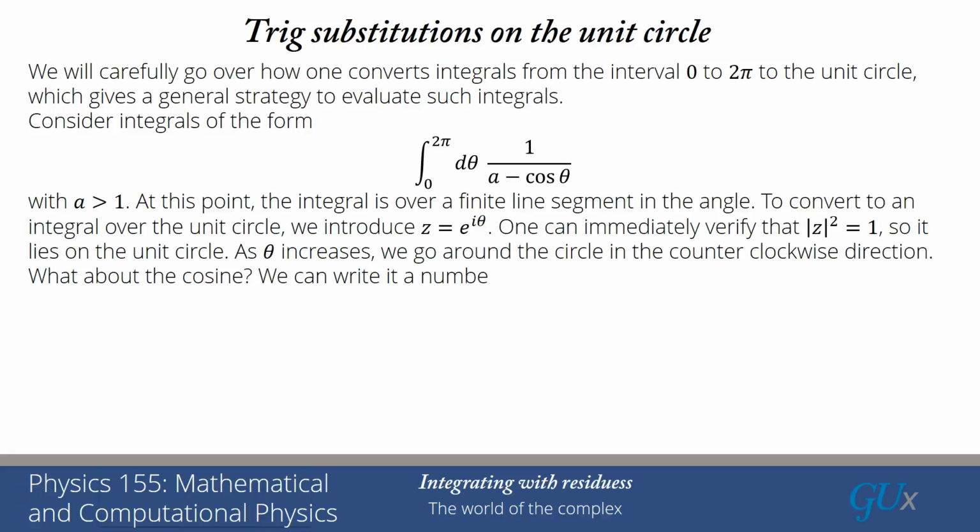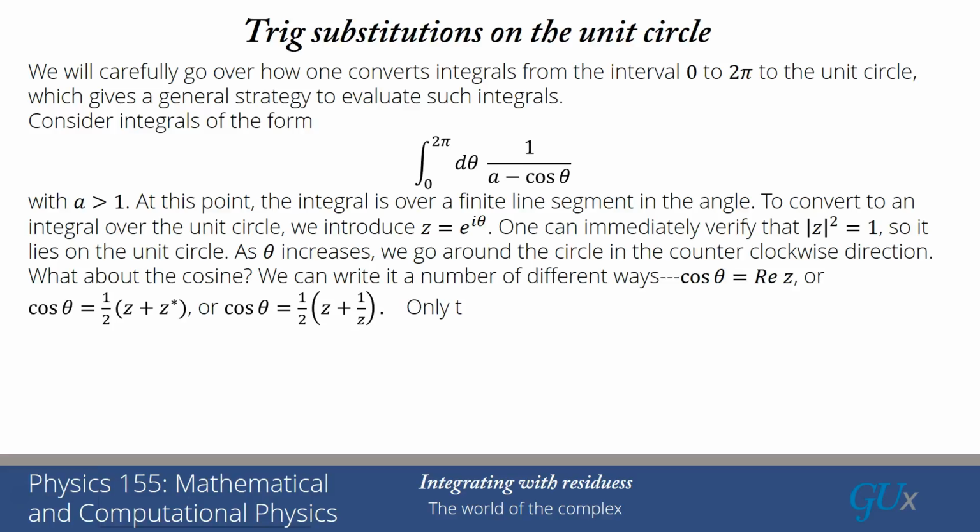Now, what about the cosine? I need to write it as an analytic function. Well, there's a number of different ways I can write the cosine. It's the real part of z, or it is 1/2 z plus the complex conjugate of z, or it is 1/2 z plus 1 over z if I'm on the unit circle. And it's only that last form that involves analytic functions, so that's actually the form that we have to use.